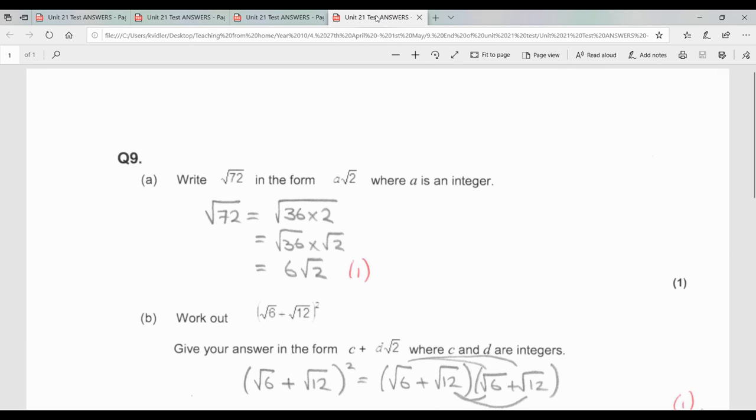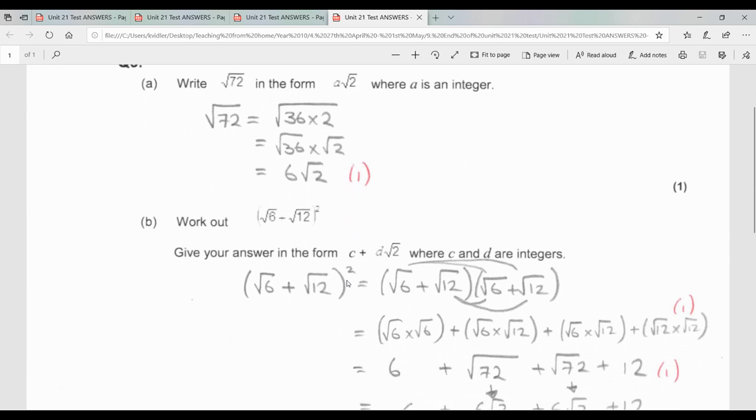And then our last question is question 9. So our starting point on this one, part A, is to simplify root 72. So again, the biggest square number that's a factor of 72 is 36. 36 times 2 on that one, split it up. So we've got root 36 times root 2, and root 36 gives us 6 root 2 for a mark there. That's going to be helpful in a minute.